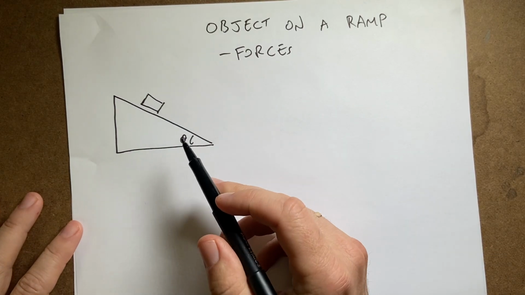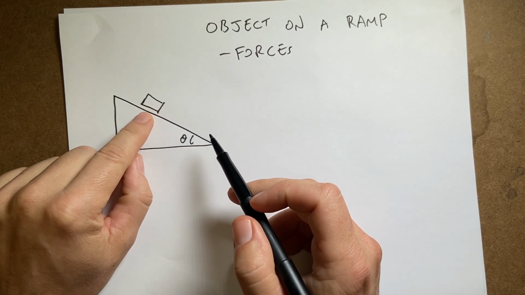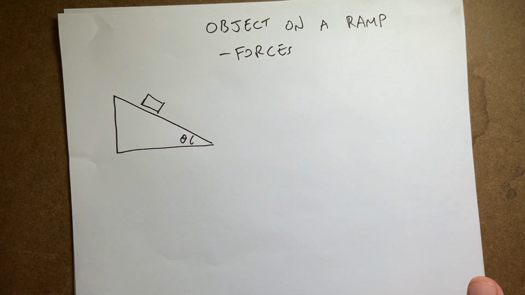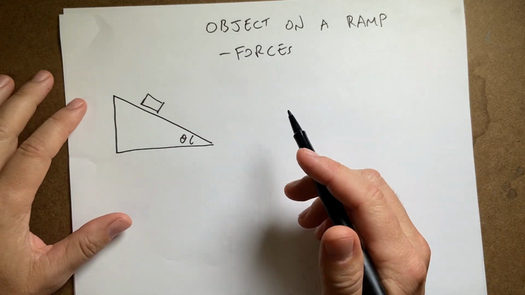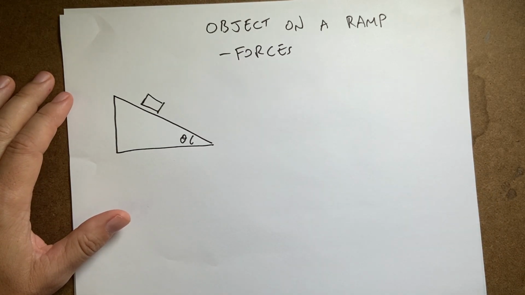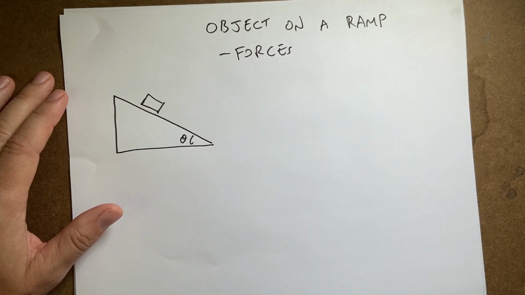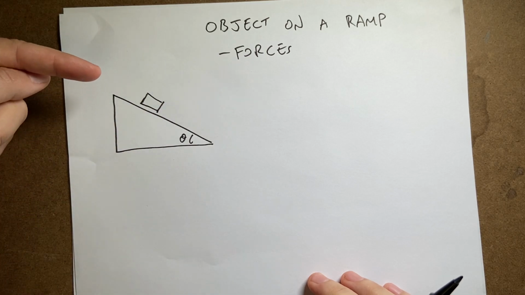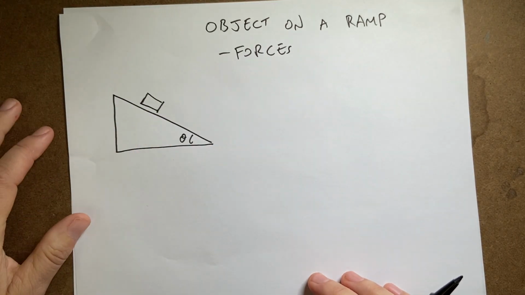Okay, suppose I have this object on this ramp and it's angled at some angle. Doesn't really matter what it is. Let's just say it's theta. So the first question is, if there's no friction, what are the forces on this object? And you can imagine what would happen if I take that object and let go. It's going to accelerate down the ramp.